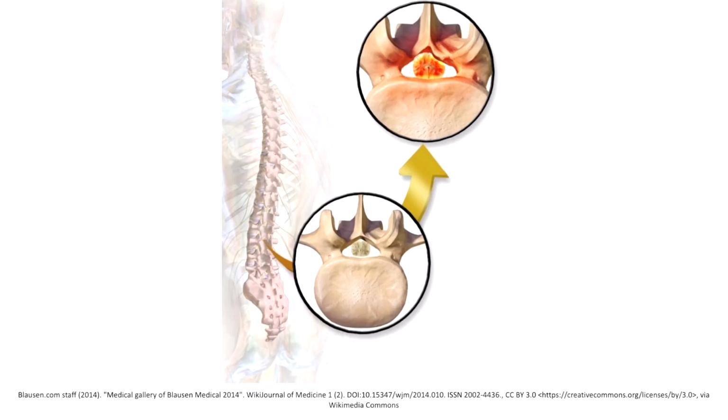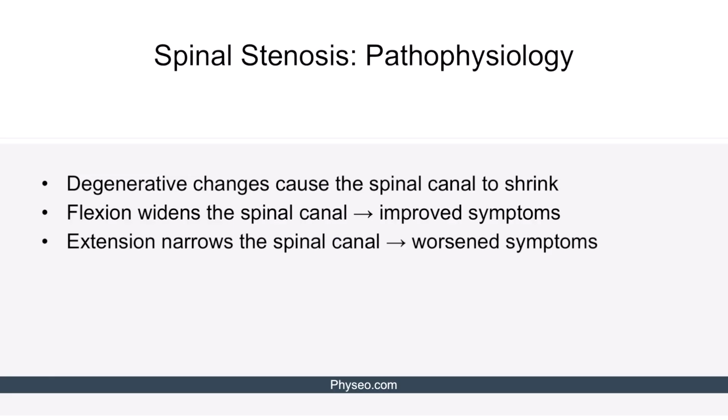Here we see an image depicting spinal stenosis. Two magnified images are looking down at the vertebrae from above with the spinal cord in the center. In the bottom image, we see a normal spinal canal that is patent and unimpeded. In the top image, we see an area where the bony architecture has been altered, resulting in inflammation and concurrent spinal stenosis. In this condition, degenerative changes cause the spinal canal to shrink.